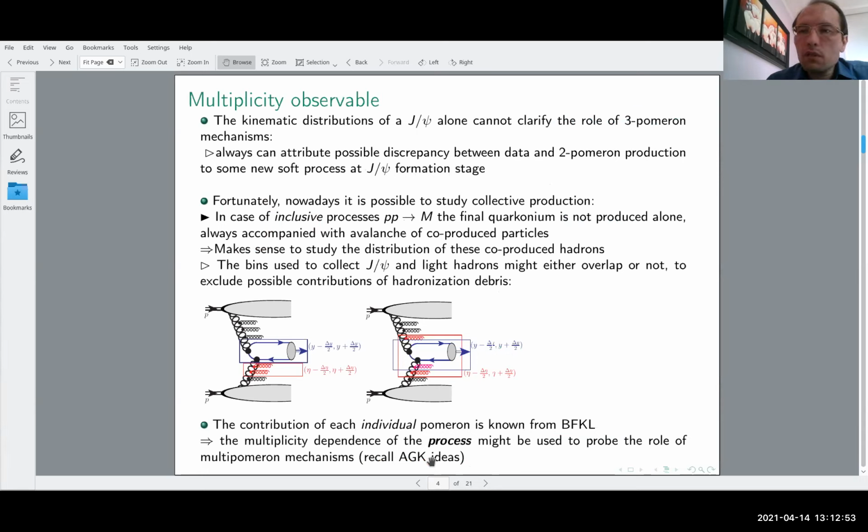Now I'm going to discuss how the multi-pomeron contributions potentially could help us to understand what's going on with J/psi. Of course, when we consider just the kinematical distribution of J/psi alone found in inclusive processes, we cannot clarify anything about 3 pomeron mechanisms, because we can always attribute a possible discrepancy between data and theoretical expectations based on the 2 pomeron picture to some new soft process where J/psi might have taken part.